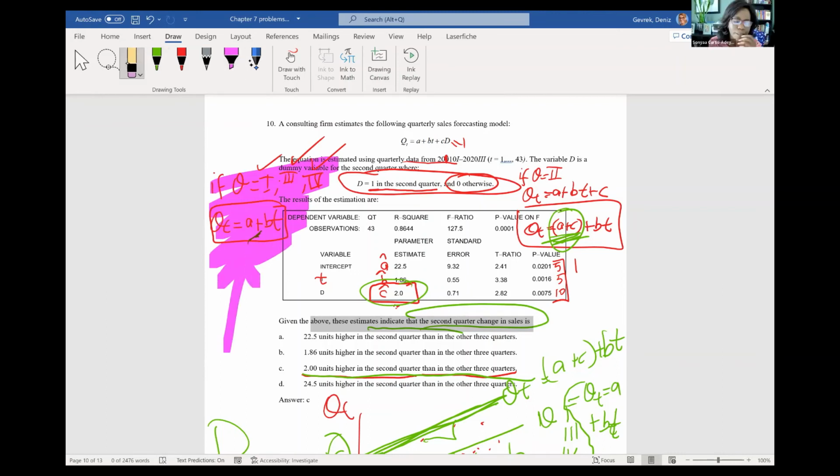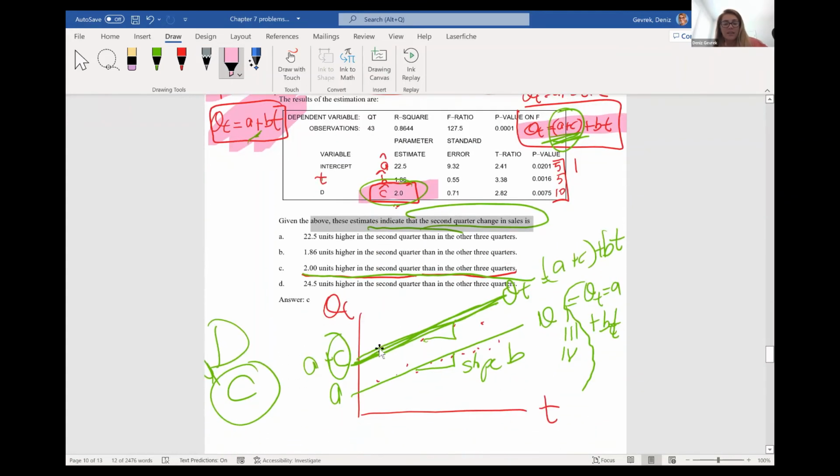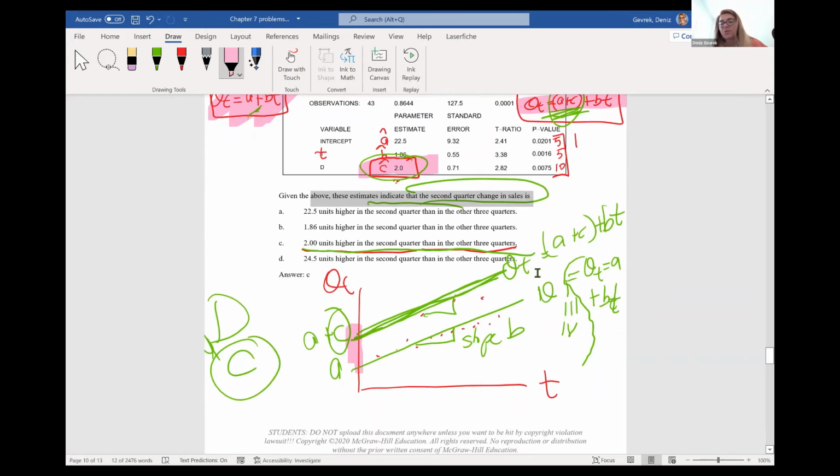Oh, this is a very strong color. It takes on value 0. So this is your equation for the first, third, and fourth quarters, and this is your equation for the second quarter. The only difference that sets apart the second quarter is the coefficient of the dummy variable, which is 2 units. So it turns out the second quarter intercept is 2 units larger. Okay, so that was question 10.